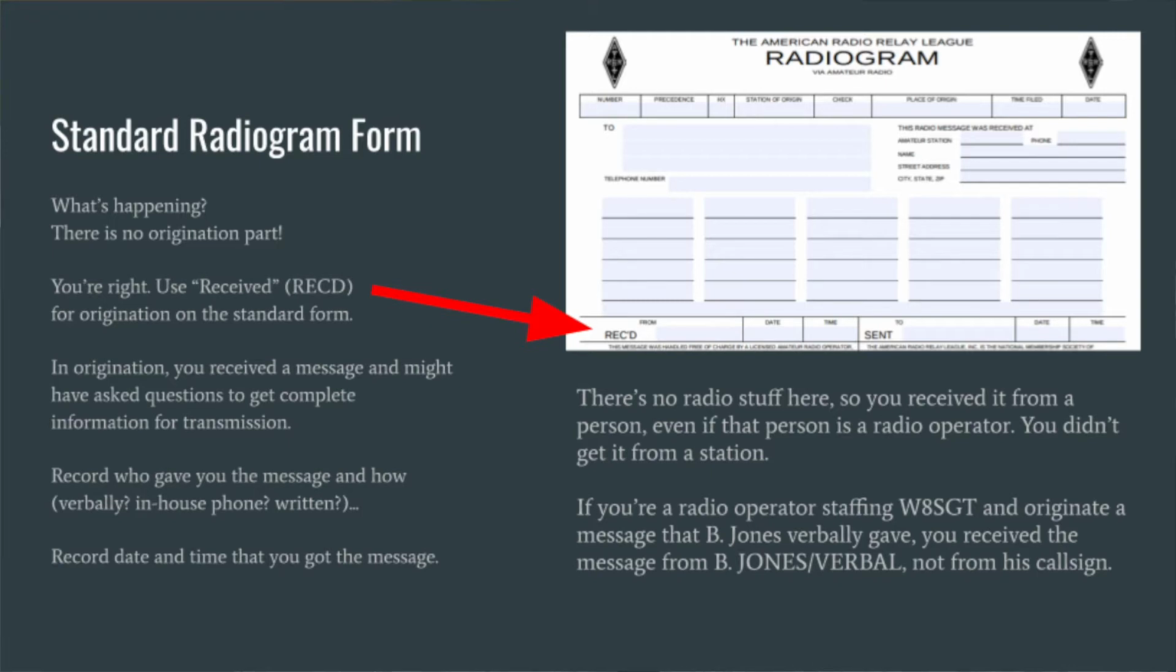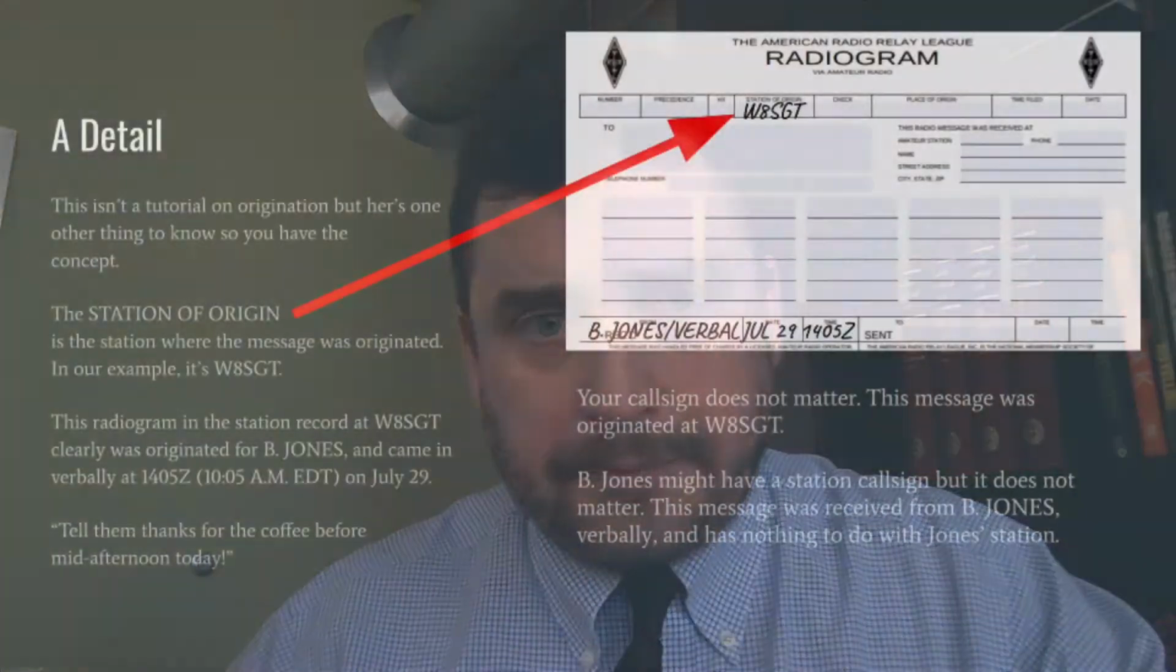Where did we get this message? And record the date and time that we got the message. So again, in origination, we got it from a person, not from a station. That means that if you're a radio operator staffing a station like W8SGT and you are originating a message for somebody we're going to call B. Jones, then you got that message from B. Jones. Even if B. Jones is an amateur radio operator and has a personal station with its own call sign, you got it from B. Jones, not from the station's call sign.